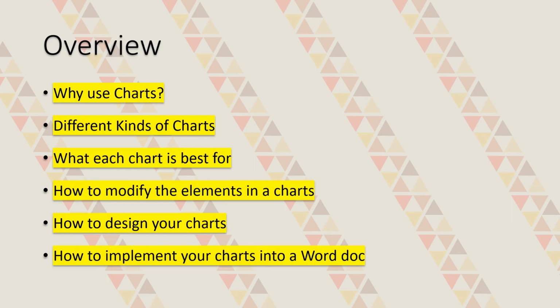Alright, to wrap everything up, we've learned why we use charts in Excel to summarize up our data, our three different kinds of charts in Excel, the bar chart, pie chart, and line chart, what each chart is best useful for, bar charts for precise comparisons, pie charts for relative comparisons, and line charts for trends and patterns. We've also learned how to modify our charts using the elements and filter buttons, how to design our charts using the design button and the chart design menu, and finally, how to implement our charts into a Word document using keyboard commands.